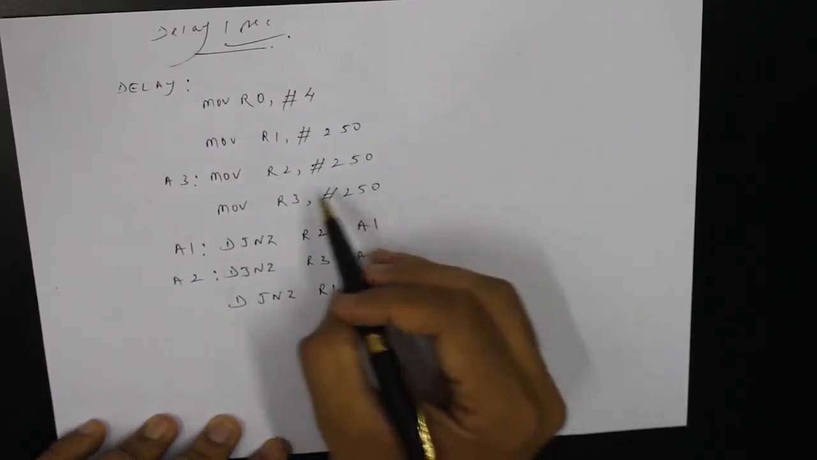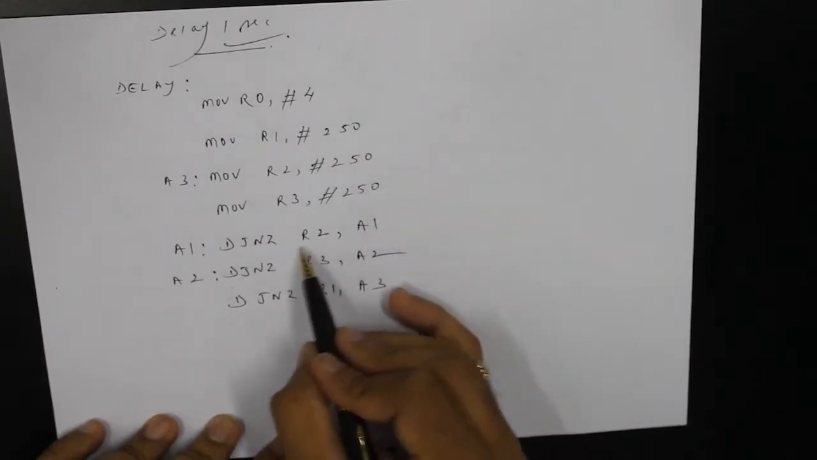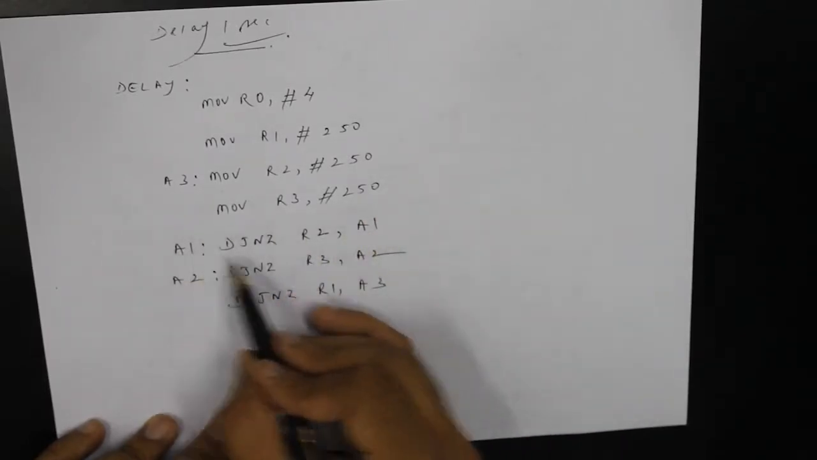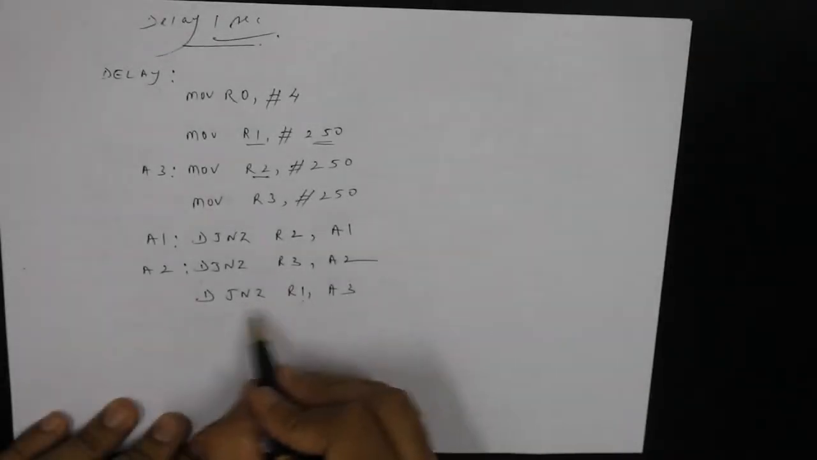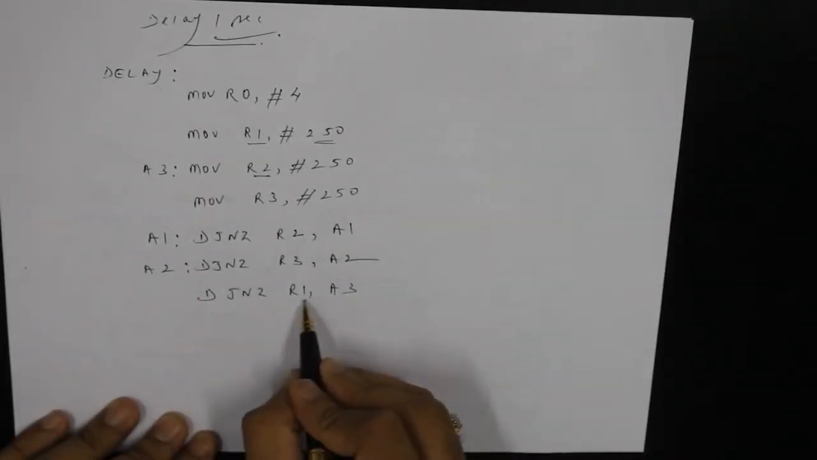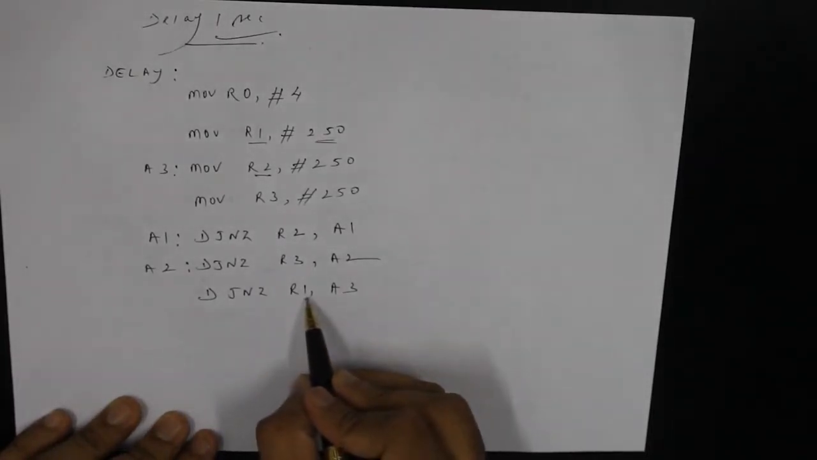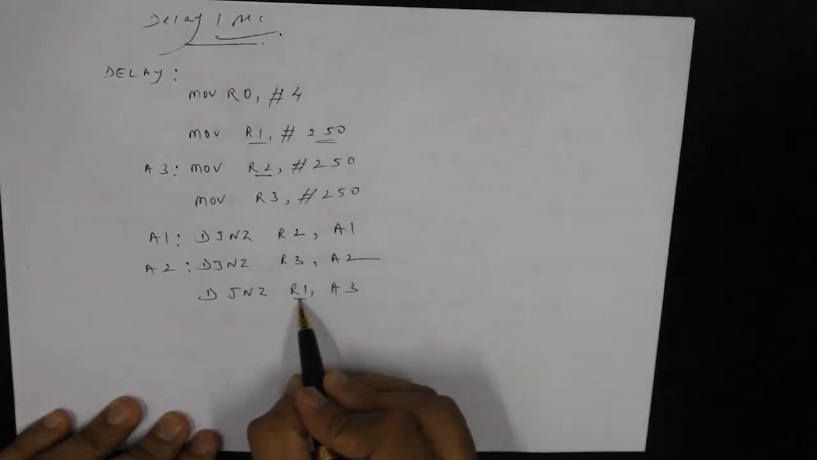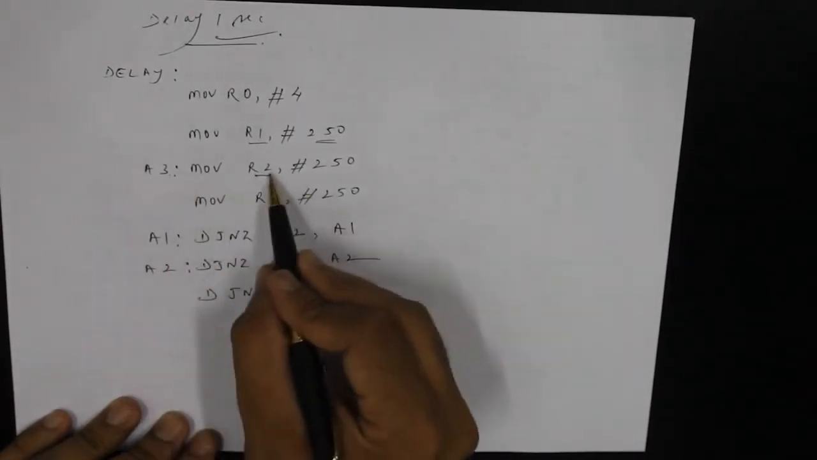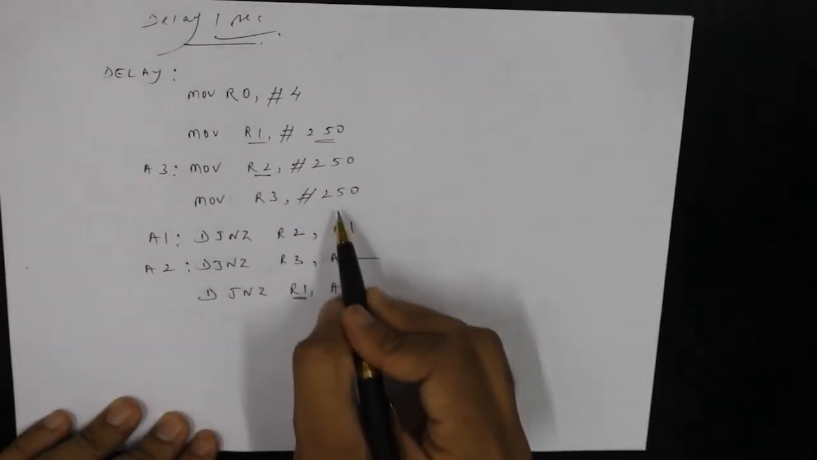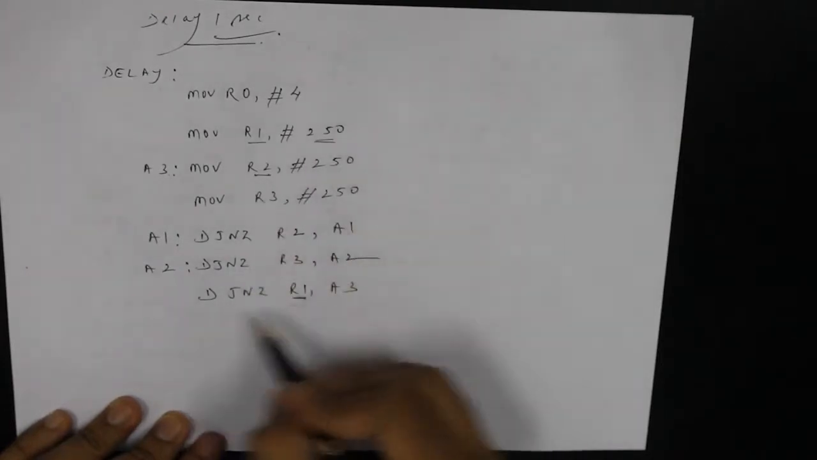So how this entire thing is working: you load R2 with 250, R3 with 250, decrement R2, if it is not 0, stay here, decrement R3, if it is not 0, stay here. So now we have this instruction DJNZ R1, A3. What does it mean? It means decrement R1 by 1, check if it is 0 or not. If it is not 0, go to A3. A3 is here. You load again R2 and R3 with the desired values, and again get the delay through DJNZ. So this is what this entire sequence is.